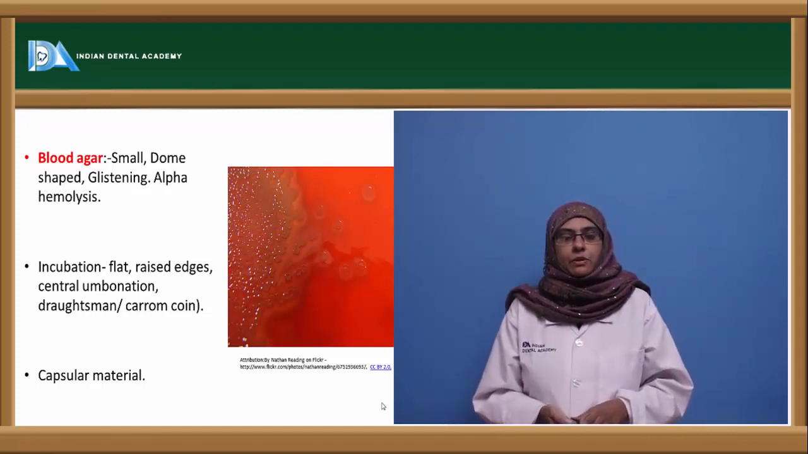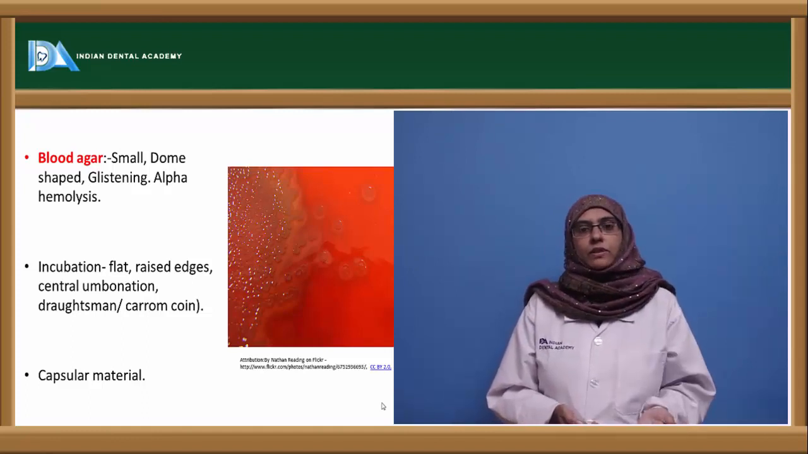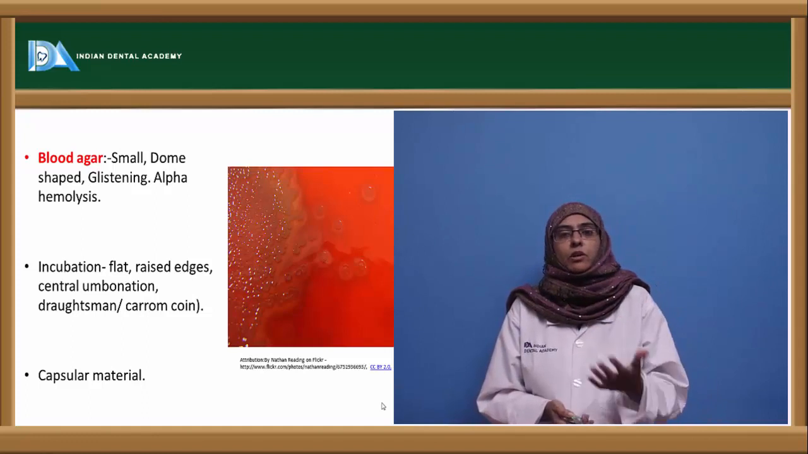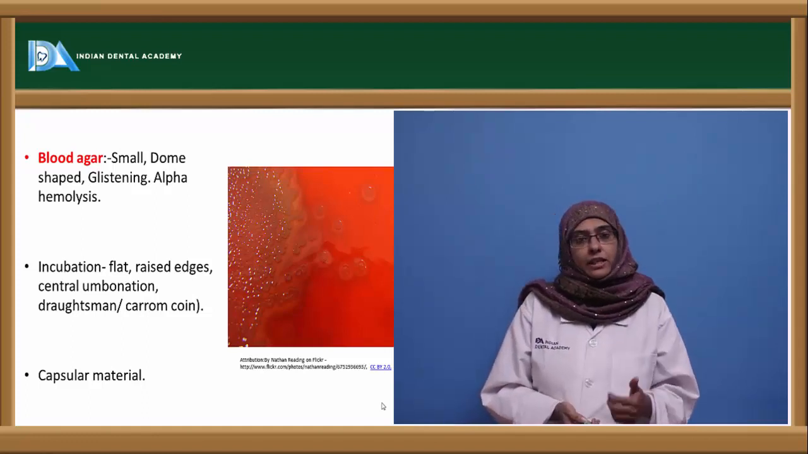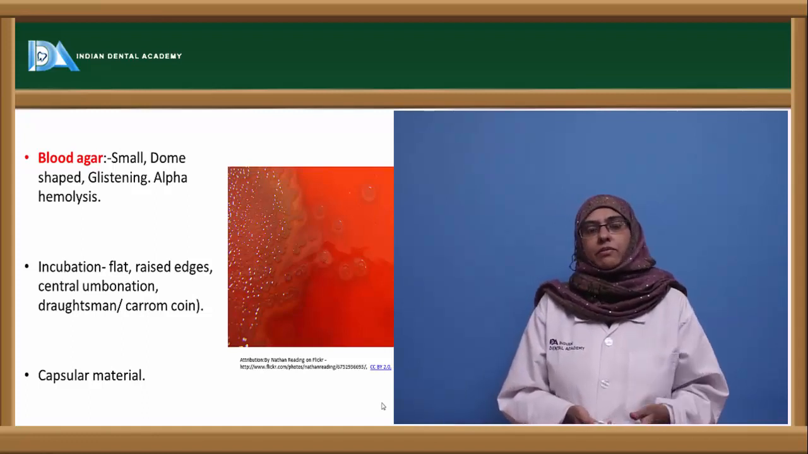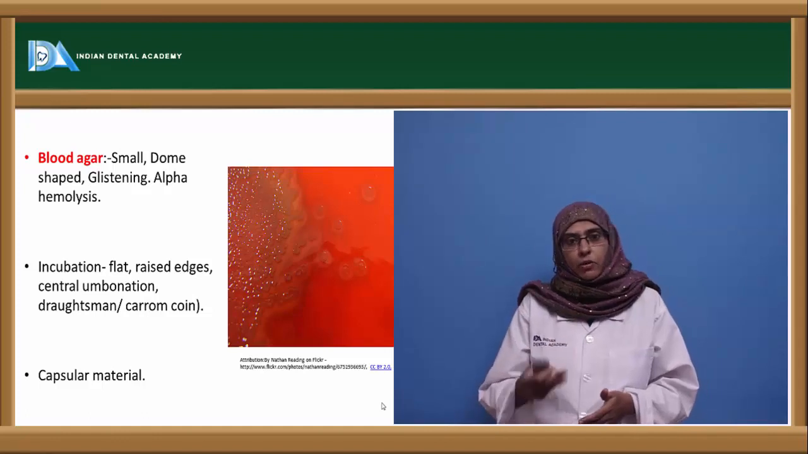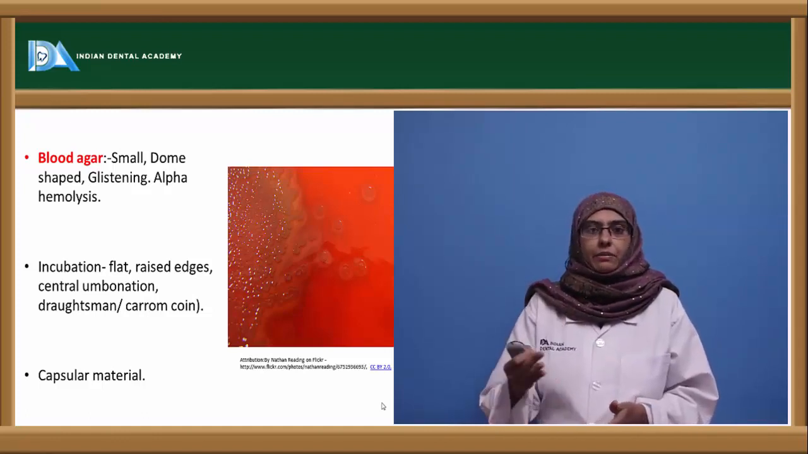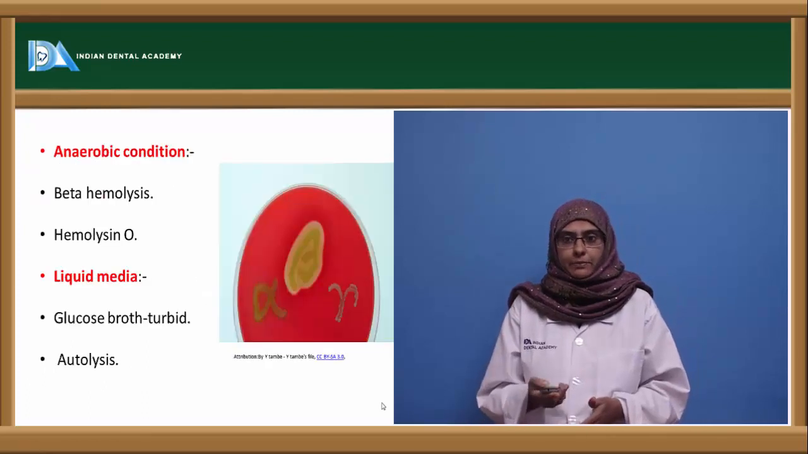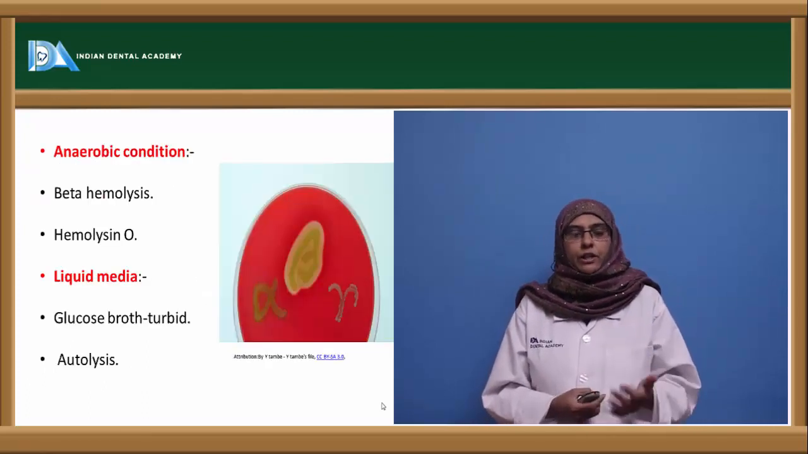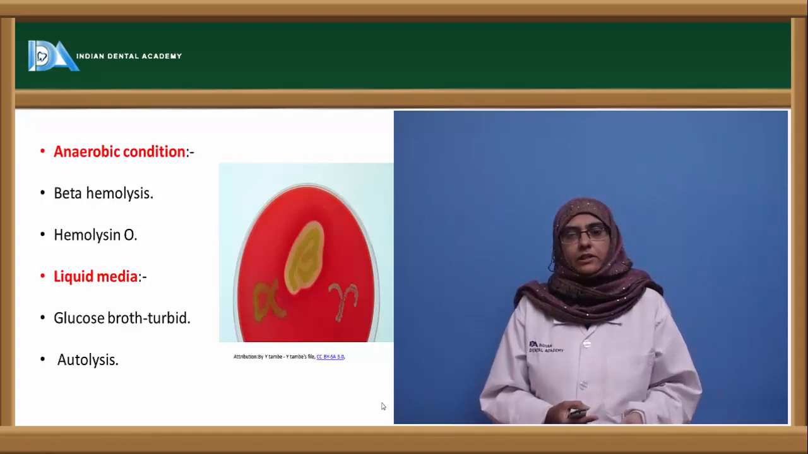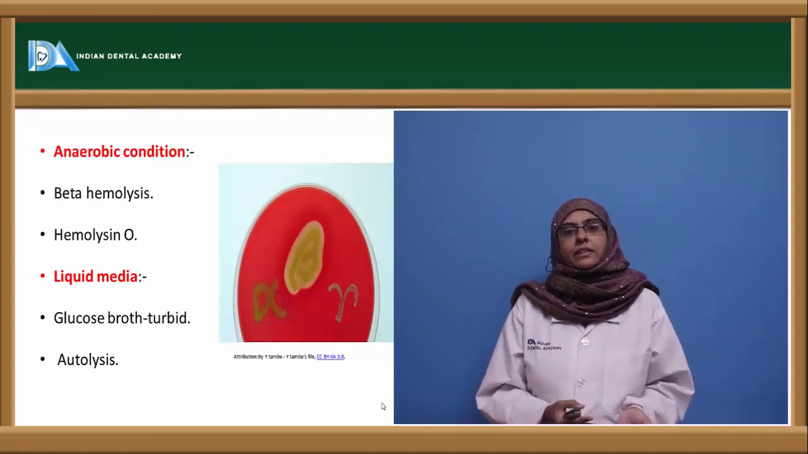And regarding the capsular material, type 3 strains of pneumococci exhibit a greater amount of capsular material, and hence these organisms can be isolated in the form of mucoid colonies. That is, the more capsular material produced by this organism can be easily identified by the mucoid colonies on the media.